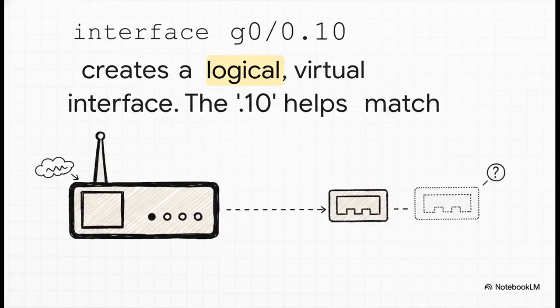All right, first up, interface G0/0.10. See that little .10 at the end? That's the giveaway that this is not a physical port. We're creating a virtual logical subinterface on the real port, G0/0. And by convention, we just match that number to the VLAN ID to keep things organized.